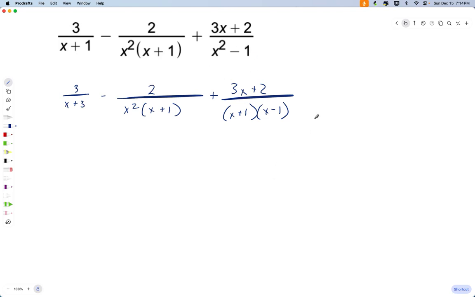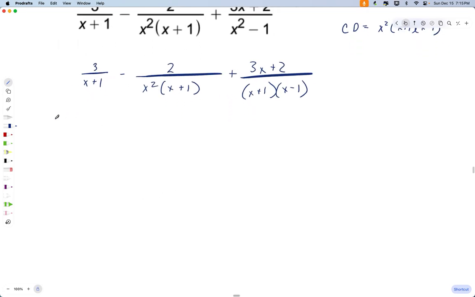So now we can see that our common denominator is going to be equal to, I have no idea why I wrote x plus 3. That should be x plus 1. It is going to be x squared times x plus 1 times x minus 1. So we're going to multiply each of these by what they're missing.